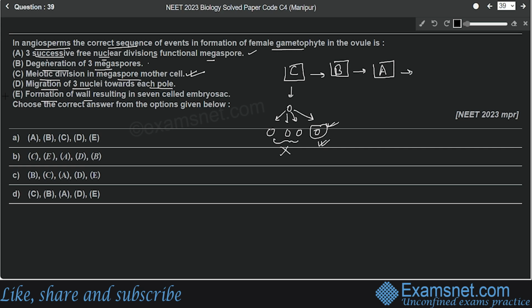Then the next one will be number D. Migration of 3 nuclei towards each pole. Okay. Then the last one will be number E. Formation of wall resulting in 7-celled embryo sac. So the correct answer will be option number D. C, B, A, D, E. Okay.